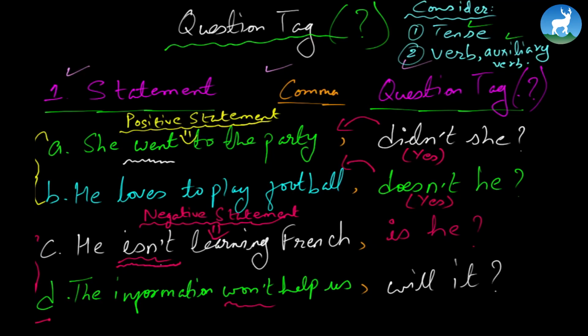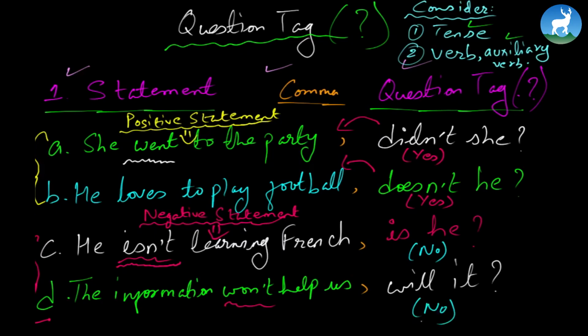Yes, he does. Now, on the other hand, whenever the statement is negative, he isn't learning French. See, negative statement where the question tag is positive, we expect the answer no. He isn't learning French, is he? No, he isn't. The information won't help us. Will it? No, it won't.